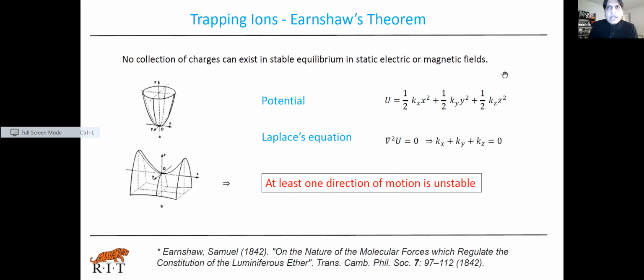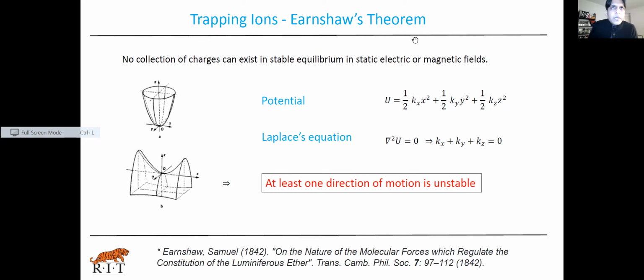This is taught in undergraduate physics. I know Griffiths has a section on it. No collection of electric charges can exist in stable equilibrium in static electric or magnetic fields. And I'm going to give a hand-waving physics type justification of this theorem.